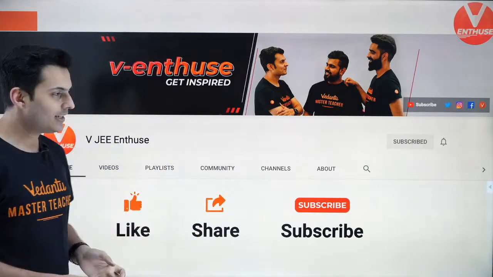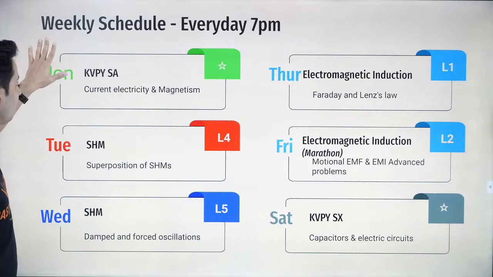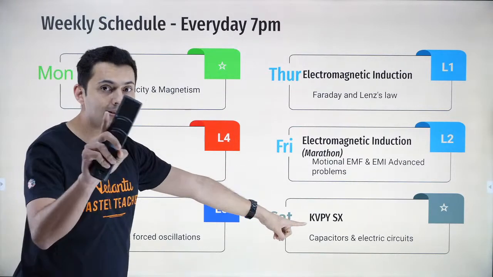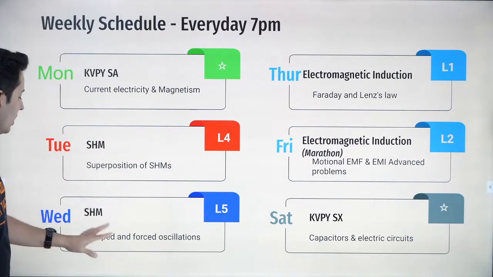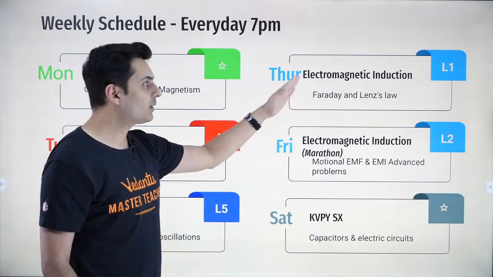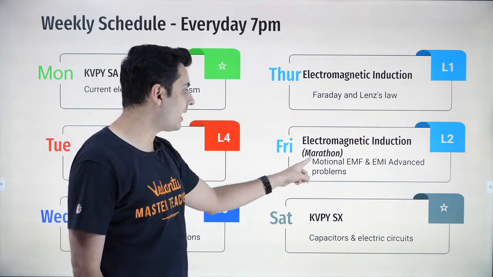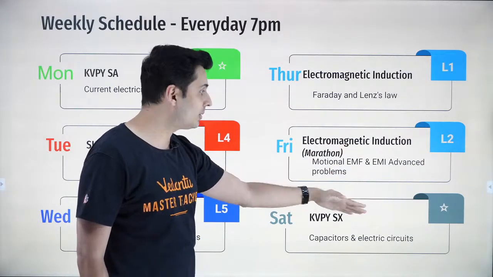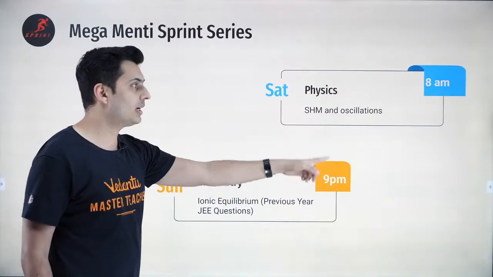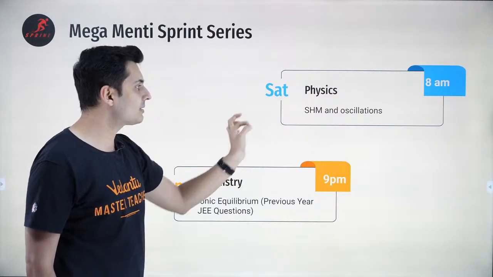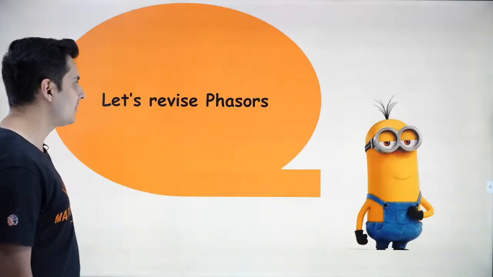So let's begin our session, and let me also quickly tell you about this week's timetable. We did a KVPY session yesterday and another KVPY SX session on Saturday. SHM, we are going to continue and finish by tomorrow. Tomorrow it's going to be damped and forced oscillation. We're going to start with EMI on Thursday, and it's going to be a big session on Friday, a marathon session with advanced level problem solving. On Saturday morning, 8 o'clock, you are going to have the physics Menti quiz, and on Sunday night the chemistry Menti quiz. So keep that in mind.